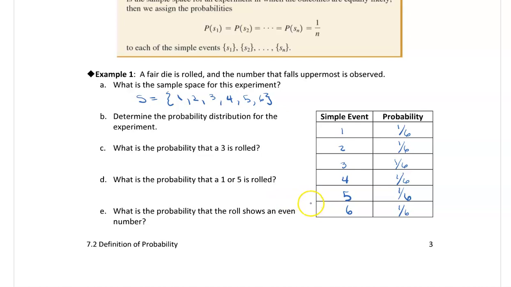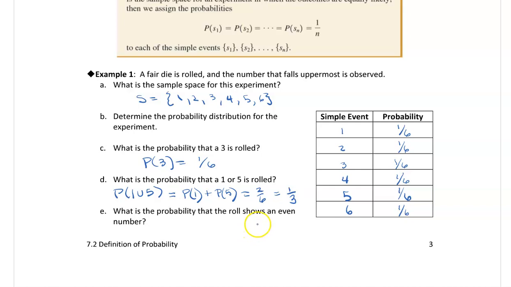So what's the probability of rolling a 3? Well, you can read that right off the table, 1/6. Now this is where we're going to apply some of our properties. What's the probability of rolling a 1 or a 5? I'm leaving out the brackets here. Technically there should be brackets around sets, but it gets kind of messy looking if I put too many brackets. The probability of a 1 or a 5 is just the probability of 1 plus the probability of 5. We can add them up, they're simple events. So we get 1/6 plus 1/6, which is 2/6, which we can reduce to 1/3.